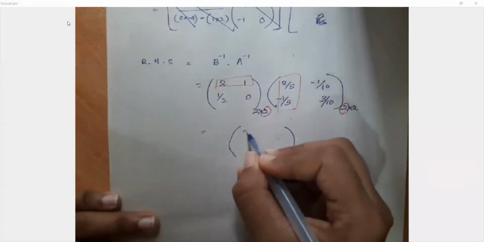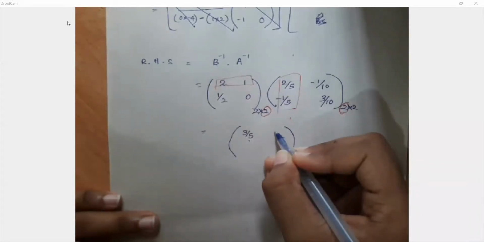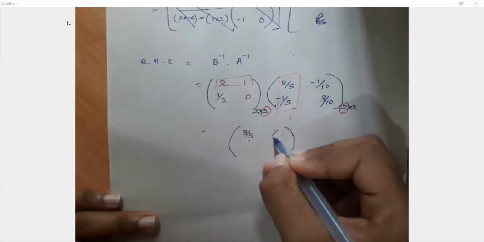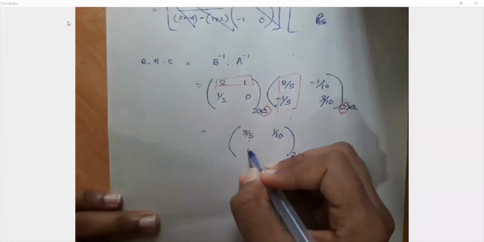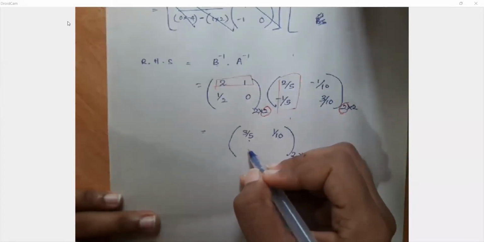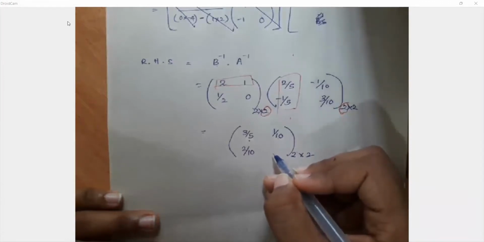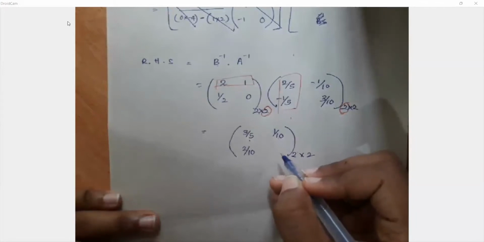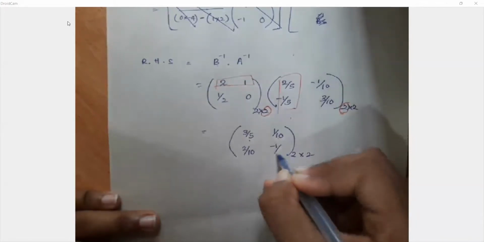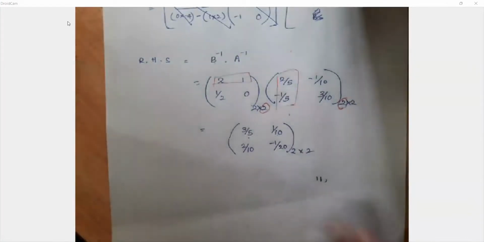3/5. 1 over 10. 2 over 10. Minus 1 over 20. We shall check whether it is correct.